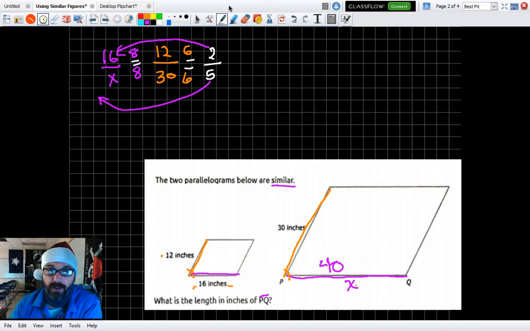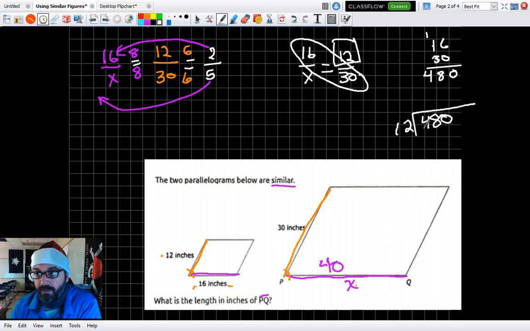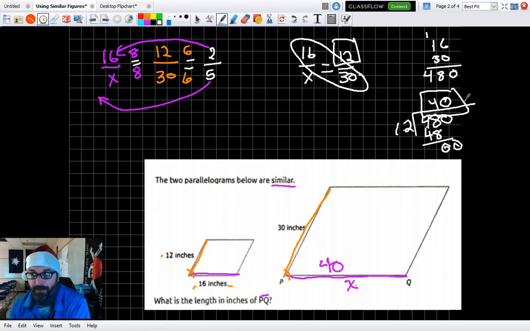The other thing I could do is I could have cross multiplied and divided. So let's go on ahead and we'll go 16 over X equals 12 over 30. If I cross multiply, 16 times 30, 0 placeholder, 3 times 6 is 18, carry the 1, 3 times 1 is 3, plus 1 is 4. So I have 480, but now I need to divide by my 12. 12 goes into 48 4 times. 4 times 12 is 48, 0, 0. 12 goes into 0, 0 times. Boom, I get 40 just the same.